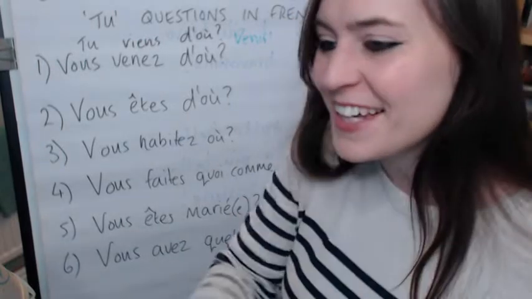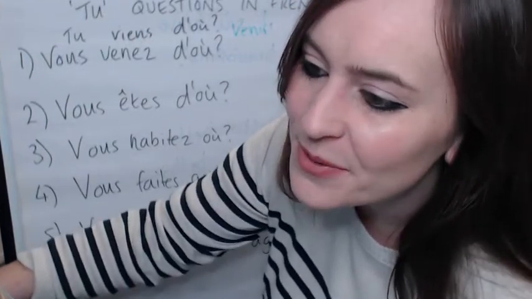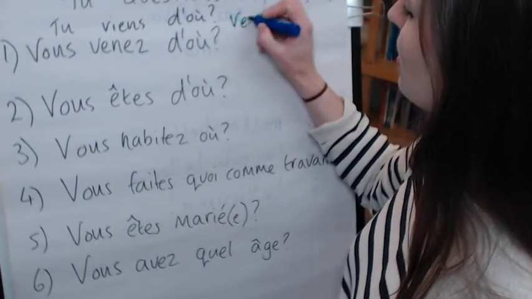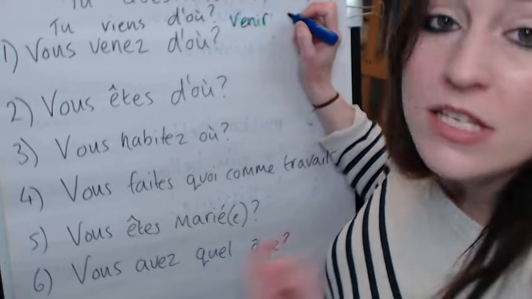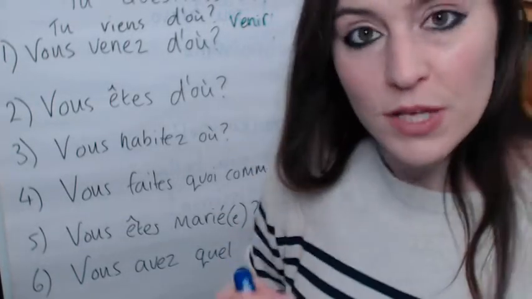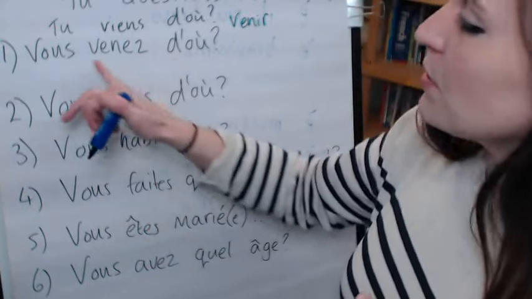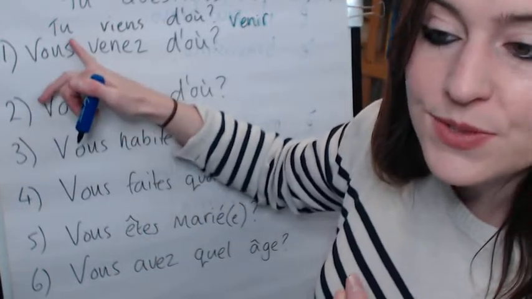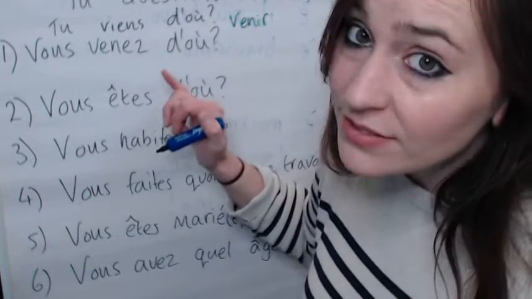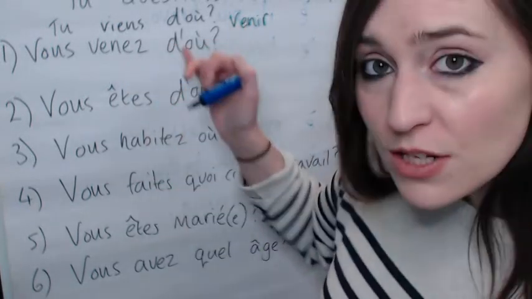You can barely see that, can't you? Let's just zoom in a wee bit. So that's from the verb venir. Venir, to come. Okay, look that verb up. If you're not familiar with it, check it out. So, vous changes to tu, and venez, the ez ending, changes to vient. You need to know that verb.